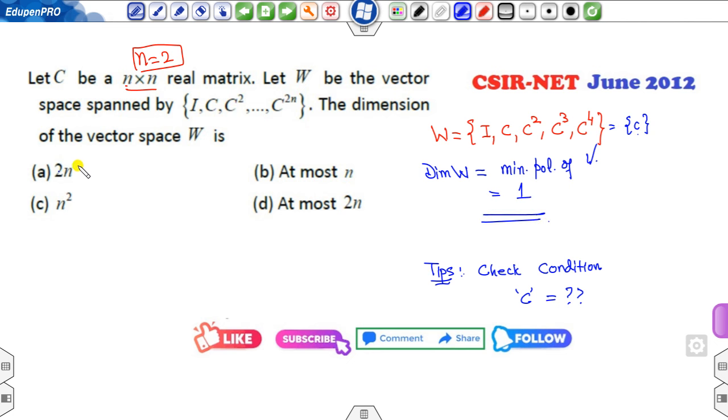So at most n is 2, so 4. Dimension is 4. Dimension is at most 4. Dimension at most 1 is the right answer of this. Remember always, when some condition is imposed, then you have to write up to that case. But since there is no condition imposed, then you have to find the minimal polynomial.